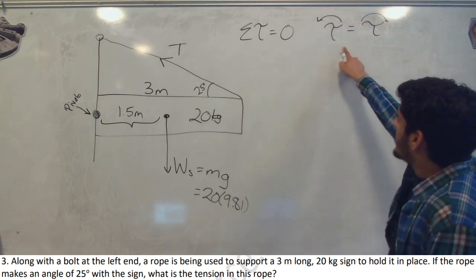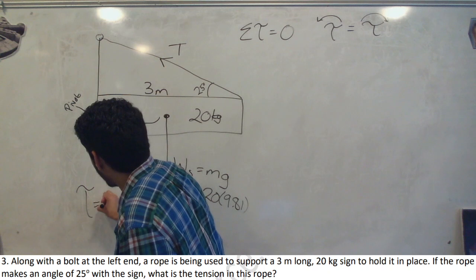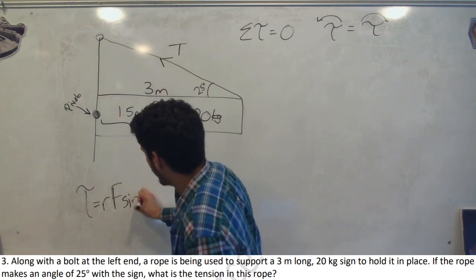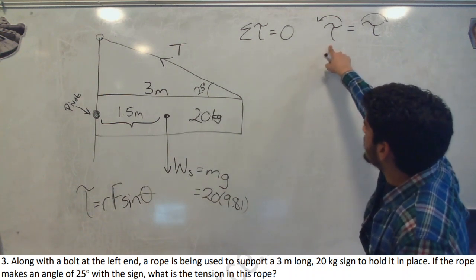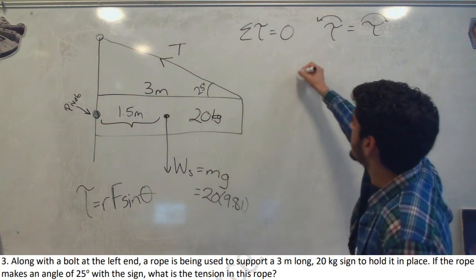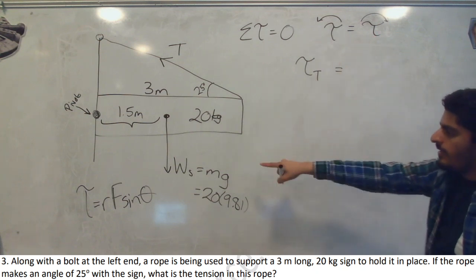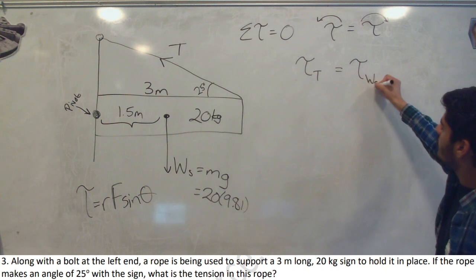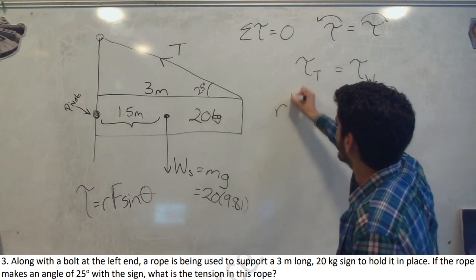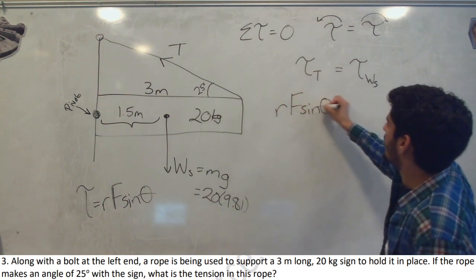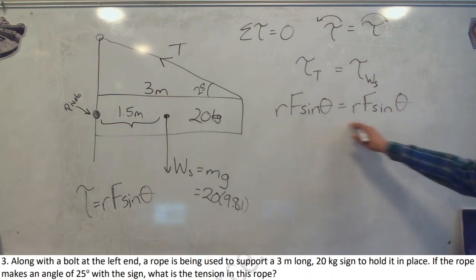And so now we can just substitute in what we know. We know that torque, I'll write it over here, torque is just equal to R times F times sine of theta. That's just our general formula for torque. And so in this case, the only torque we have in the counterclockwise direction is the torque due to tension, and the only torque we have in the clockwise direction is the torque due to the weight of the sign. So we're just going to set R F sine theta equal to R F sine theta. We just set them both equal to each other.